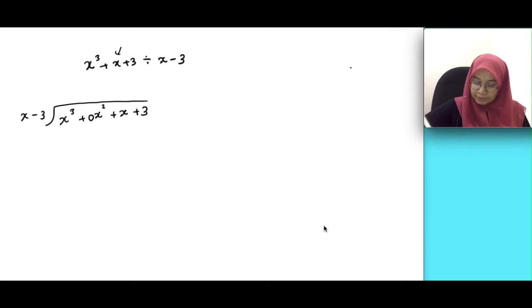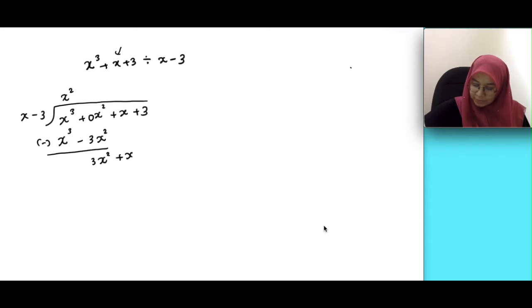Okay, first x times x squared, you will get the x cubed. So here is x cubed minus 3x squared. So you put the minus here, you will get 3x squared plus x. Then plus 3x. So 3x times x, you will get 3x squared. 3 times 3 minus 9x.